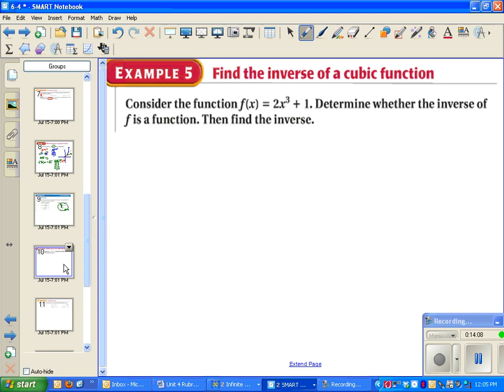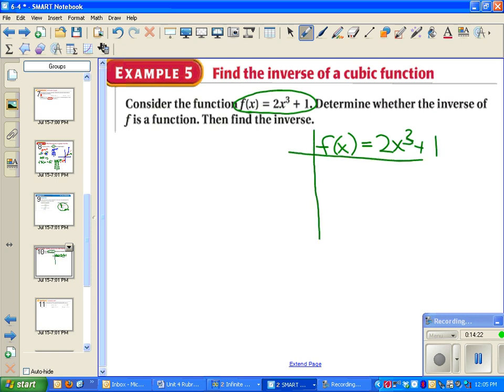What we're going to do is graph f of x, and if it passes the horizontal line test, it does have an inverse. Okay, so again, the best way to graph these right now is just to find some numbers. We can plug in 0, 1, -1, things like that. So if I plug in 0, 0 cubed is 0 times 2 is 0 plus 1 is 1. We're going to get 3.